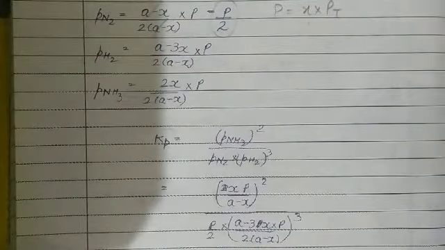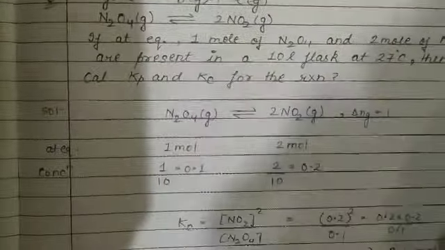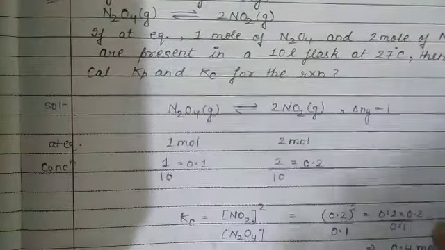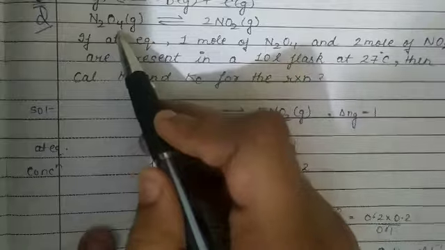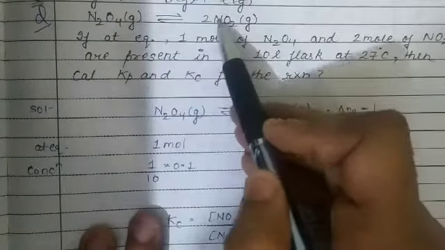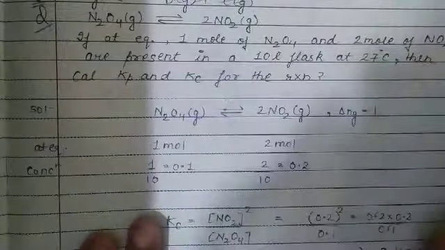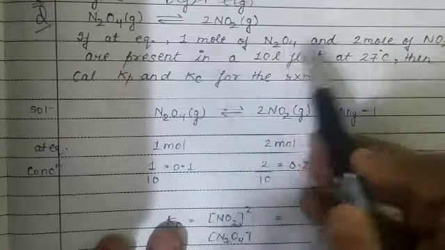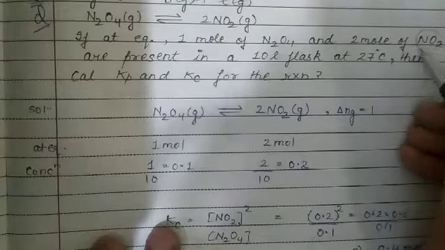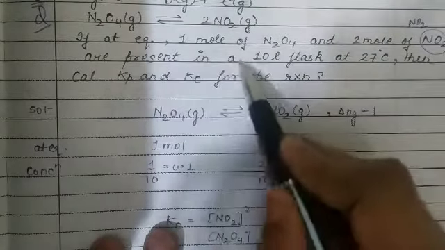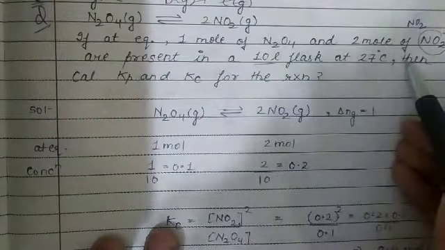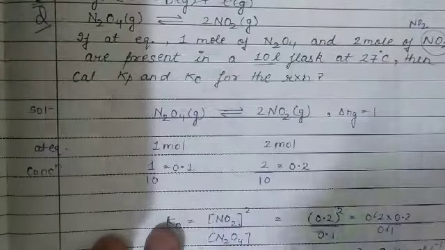See the next question. The next question is: N2O4 changes into 2NO2. If at equilibrium 1 mole of N2O4 and 2 moles of NO2 are present in a 10 liter flask at 27 degrees Celsius, then calculate Kp and Kc for the reaction.